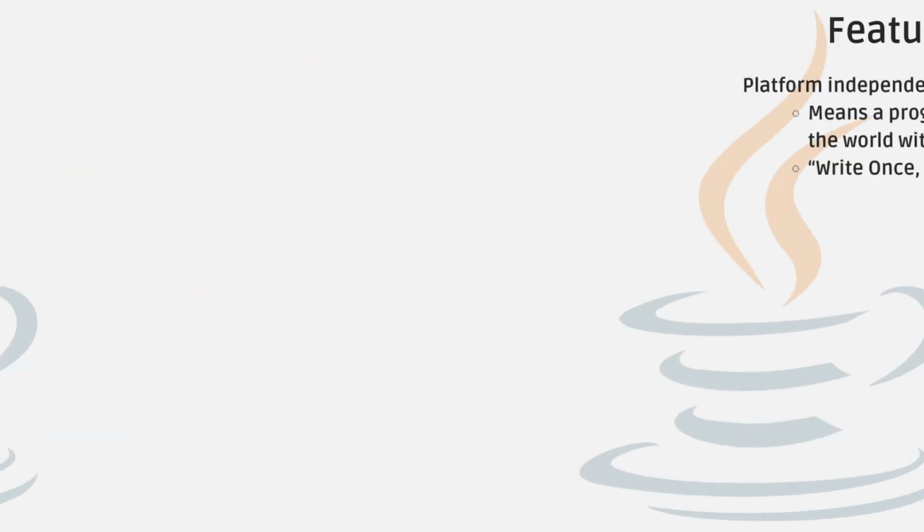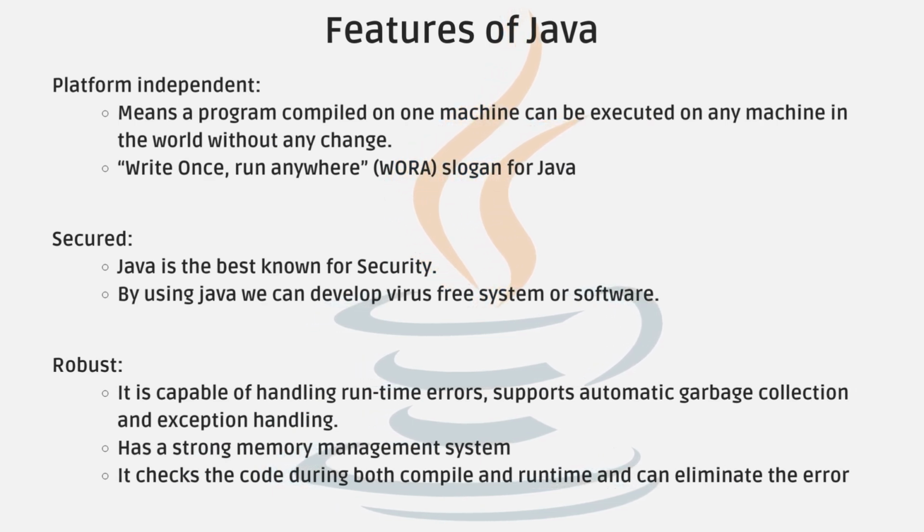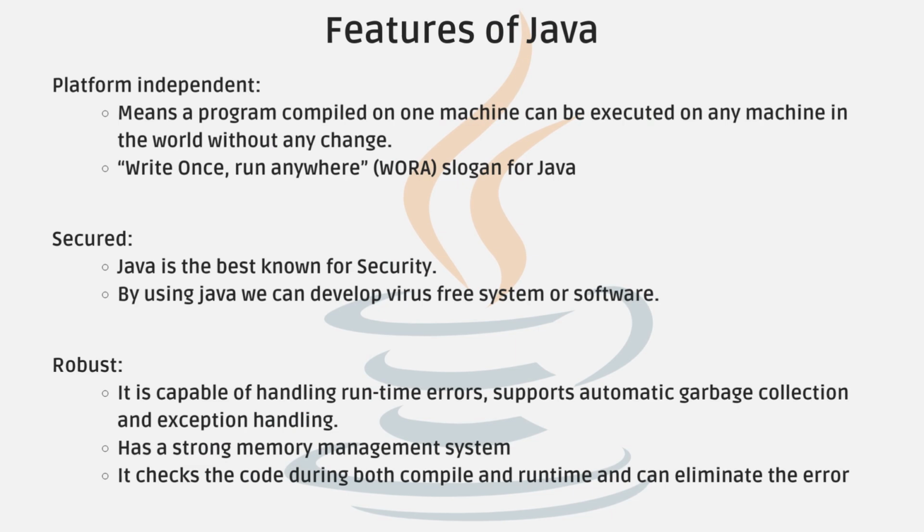So the next is it's platform independent. This means a program you write on one machine can run on any other machine in the world without needing to make any changes. It's like magic. That's why Java has a slogan, write once, run anywhere. So we can say Java is platform independent.